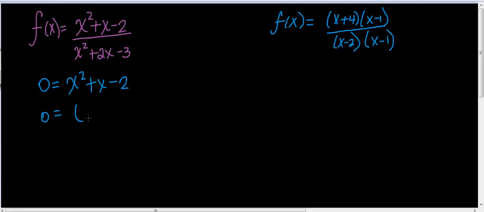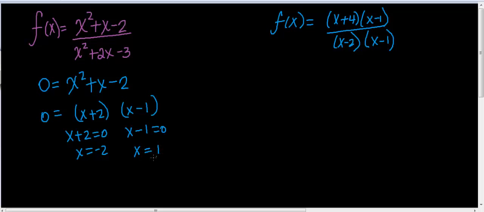So 0 is equal to x plus 2, x minus 1. And now I solve for my x's. X equals negative 2, and I solve for this one, x equals 1.